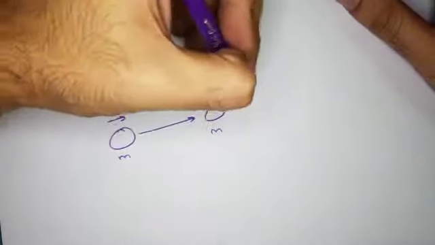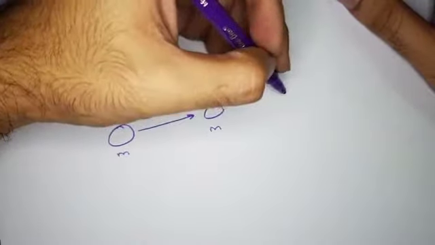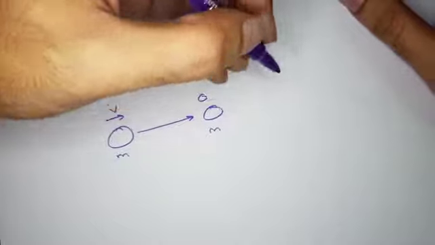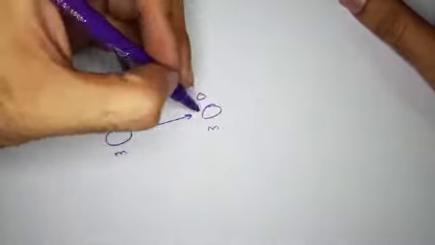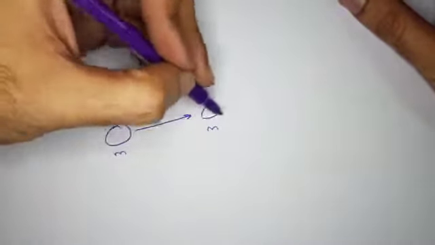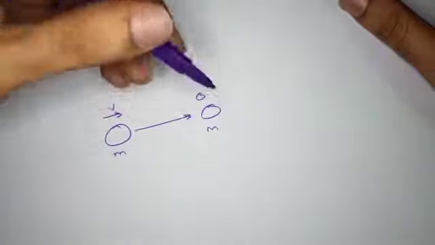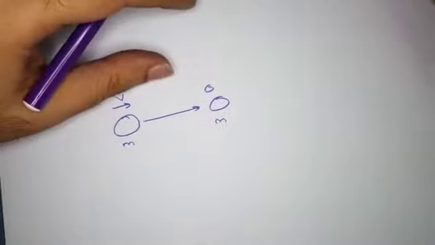One is that this might stop and this might start moving. That's one possibility. Another possibility is that they might turn into one lump stuck together and then move with some velocity. So let's look at one or two of those possibilities.